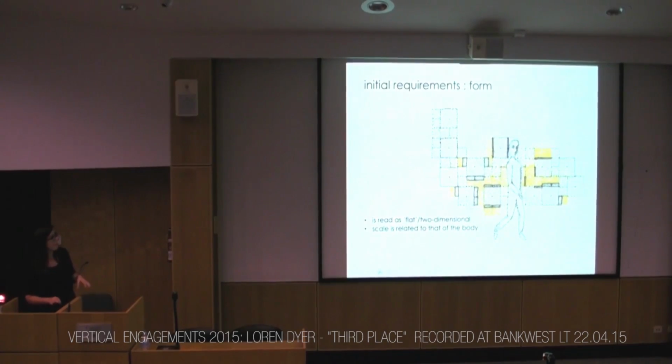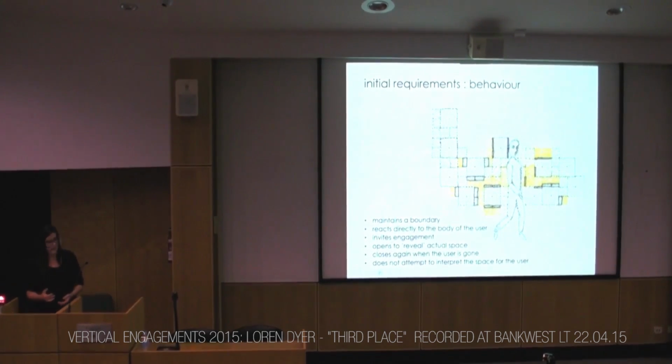So for this project, my initial design requirements were much more to do with behaviour than they were with form. I did have a couple of initial requirements for form, and this was sort of my first diagram that I went on from. The form had to be read as flat or two-dimensional, as an articulated surface so that it could have a screening effect. And the scale of the panels had to be related to the scale of the body in order to encourage a sort of one-on-one communication.